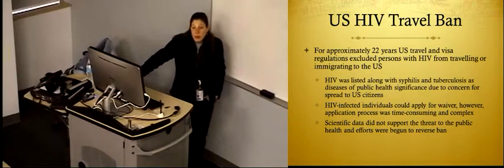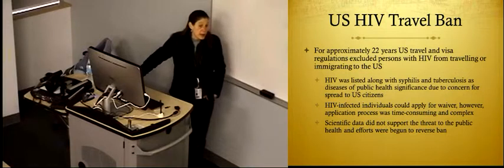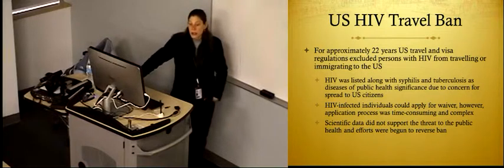And the waiver process was actually quite complicated. It was complex, it was time-consuming, and it did cost something for people. HIV was listed among other illnesses as a public health concern, meaning that there was a risk to the U.S. public of these individuals coming in and spreading HIV to them. And the other diseases in this category were tuberculosis and syphilis.